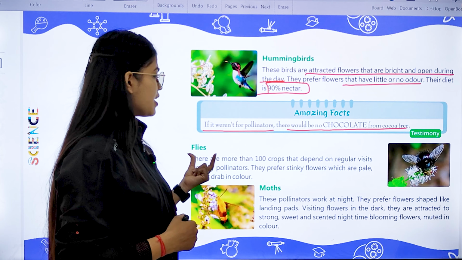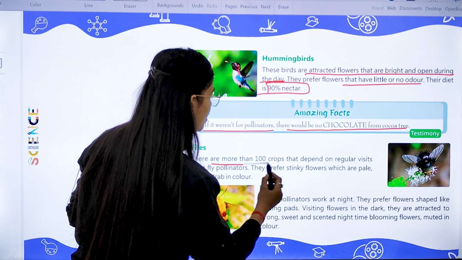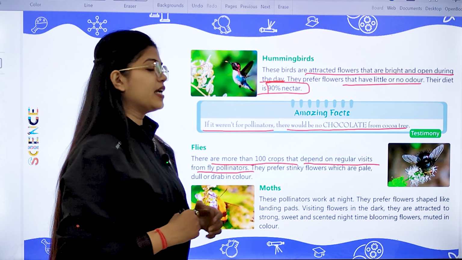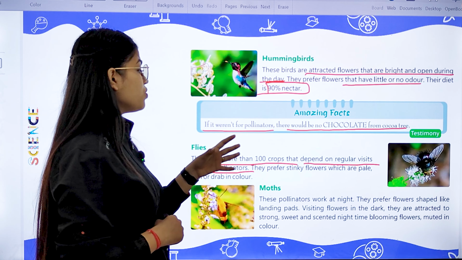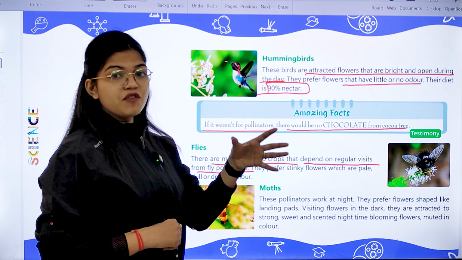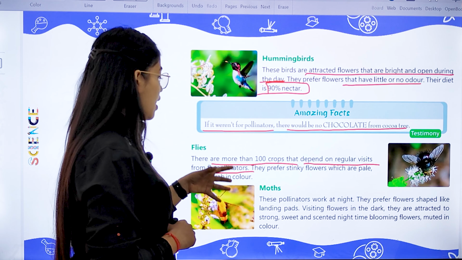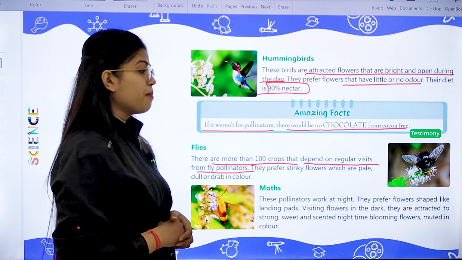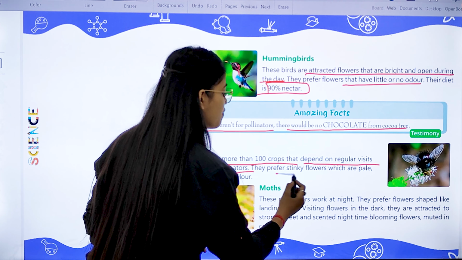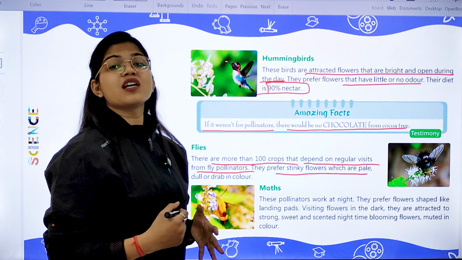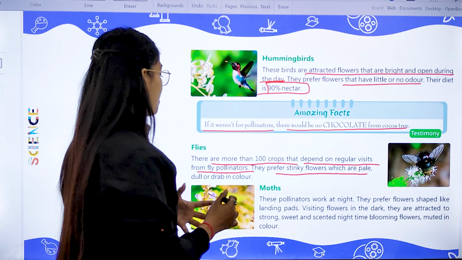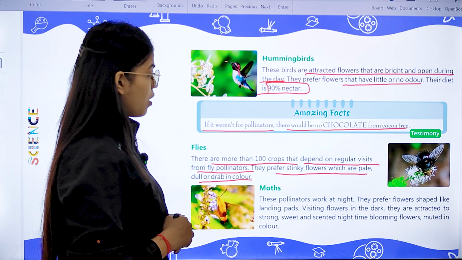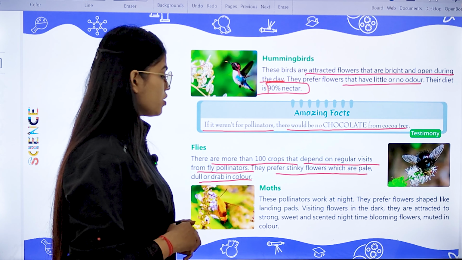Next pollinator is flies. There are more than 100 crops that depend on regular visits from fly pollinators. What they're saying is that more than 100 crops depend on the regular visits from fly pollinators. It means that these flies prefer the kind of flowers which are stinky, which are pale, dull or drab in color. Okay. Next we have moths.